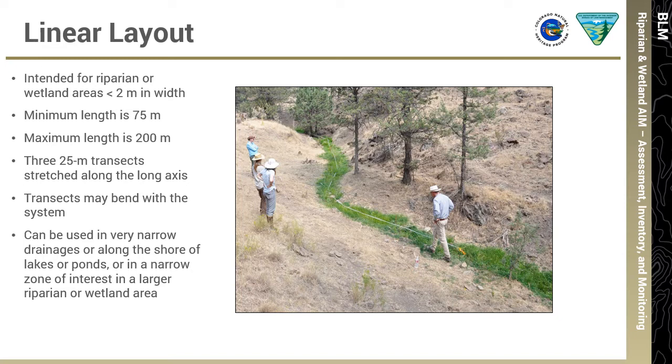If the system is sinuous, the transects may bend to stay with the wetland or riparian area, as shown in this photograph. This layout is applicable in very narrow vegetated drainages along the shore of lakes or ponds, or in a narrow zone of interest in a larger wetland or riparian area.